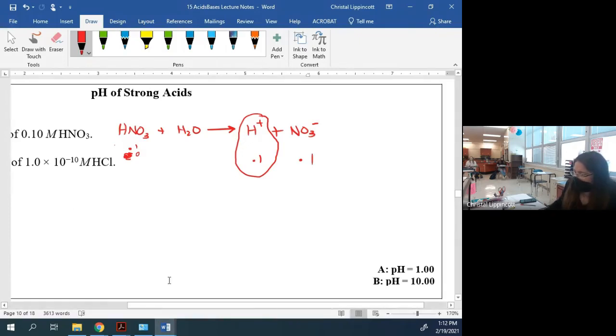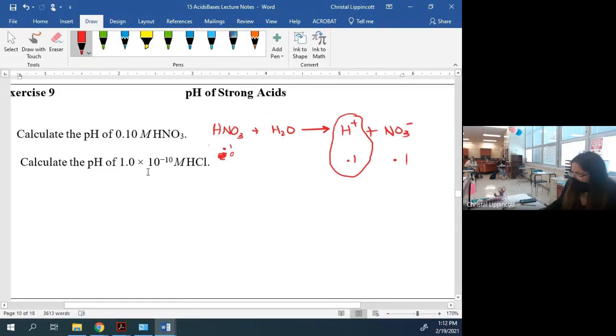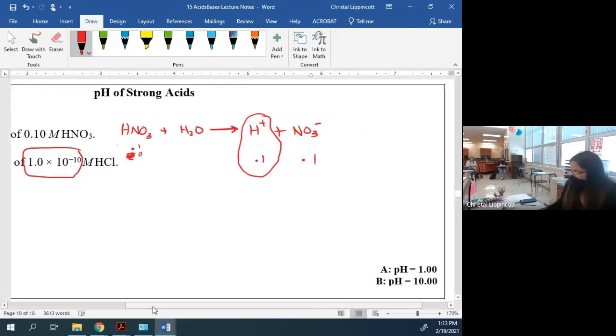The next one's done the same way. They want to calculate the pH of this molarity of hydrochloric acid. Since all of this is going to change into hydrogen ions, and then there would be chloride for the other product, all of this is going to change over. All we have to do is take the negative log of this, and that's going to give us a pH value.